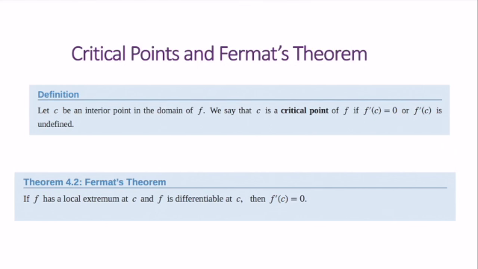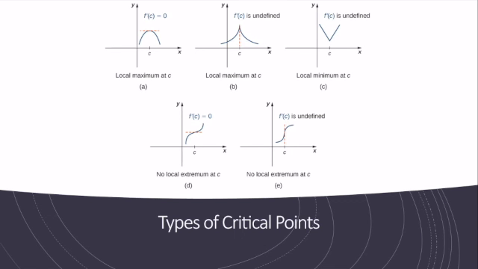Those are also defined in critical points and Fermat's theorem. So here are some types of critical points. Here we have our 0, undefined, right? Because the function's changing. Here it is undefined, as is here, because there's no local extremum. So those are the different types of critical points.